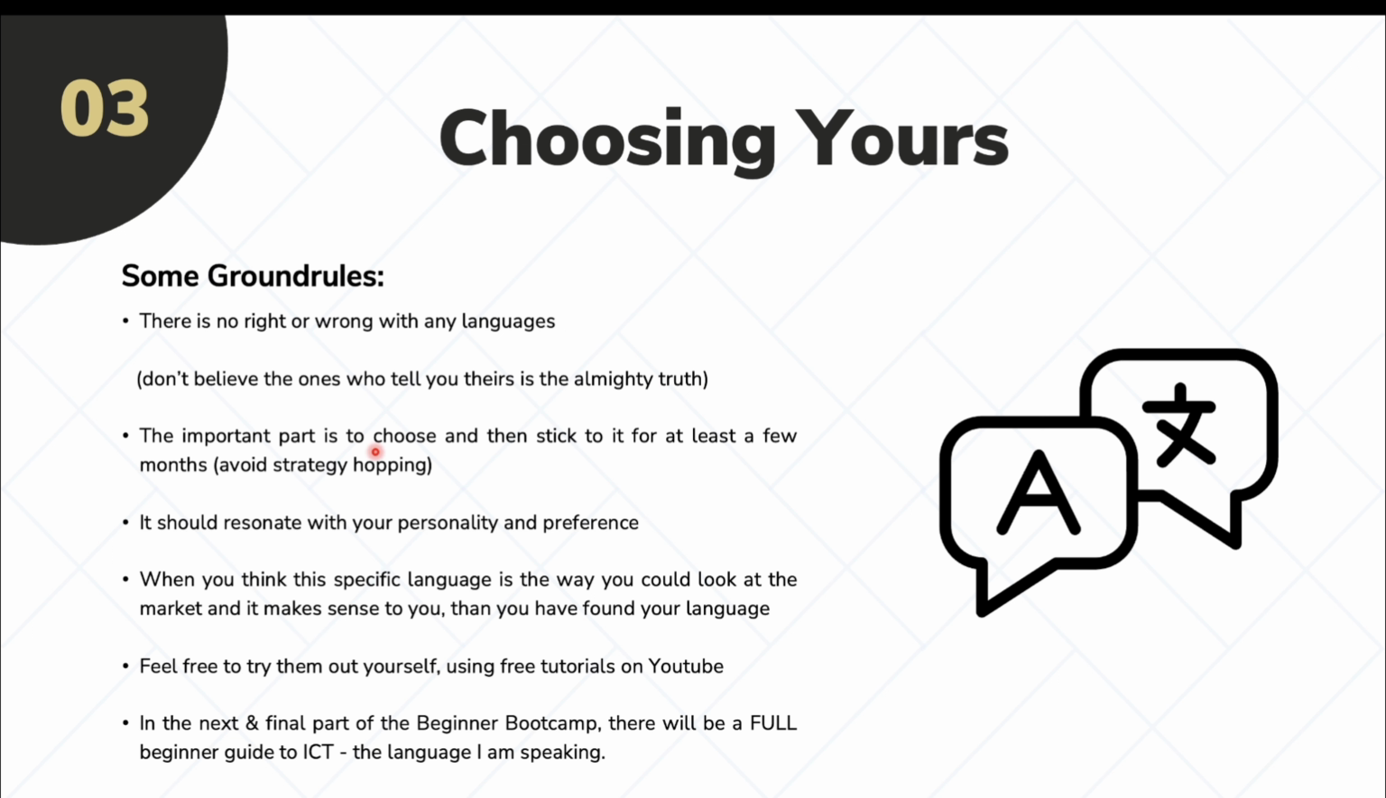The important part when you're starting out is to choose your language and then stick to it for at least a few months. And this is to avoid strategy hopping. What most people do, they learn a new language. So for example, support and resistance, and they try it for 2 weeks, and then they take 2 or 3 losses in a row, which is very normal for a trader. And then they're like, no, this doesn't work. I'm going to find something new.